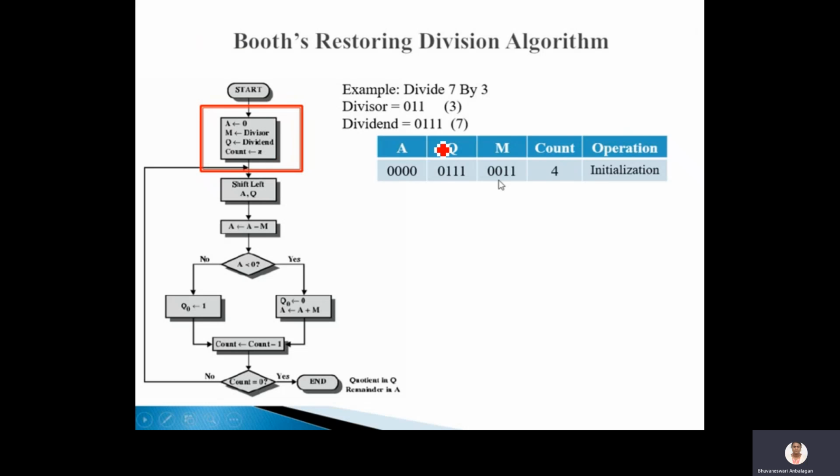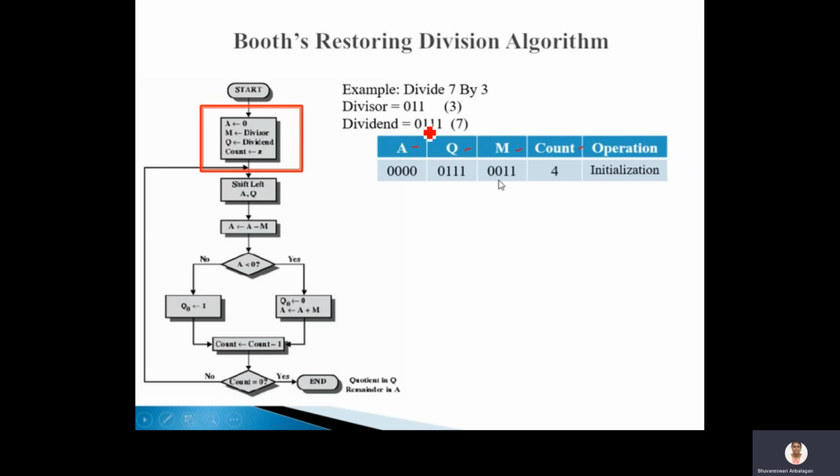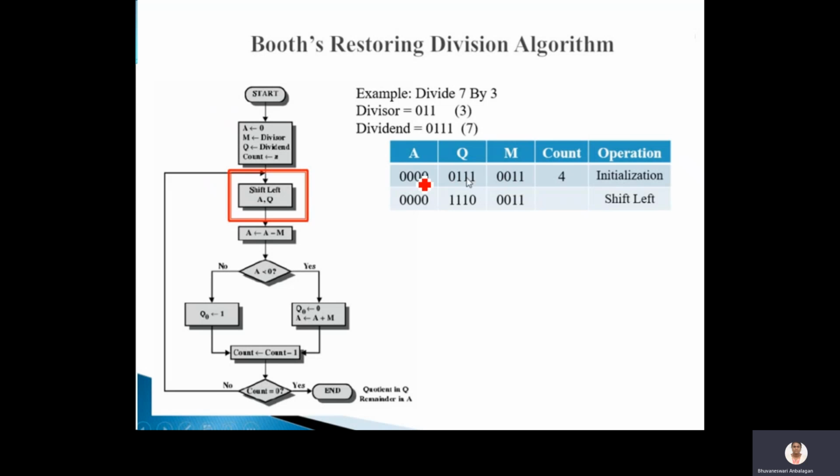I'm going to initialize A as 0 and then M with the value of divisor and Q with the value of dividend and then count with the value of 4. Here I am going to make use of 4-bit representation. So I am going to make use of n as 4. Okay. So what is the next step? I have to go with shift left.